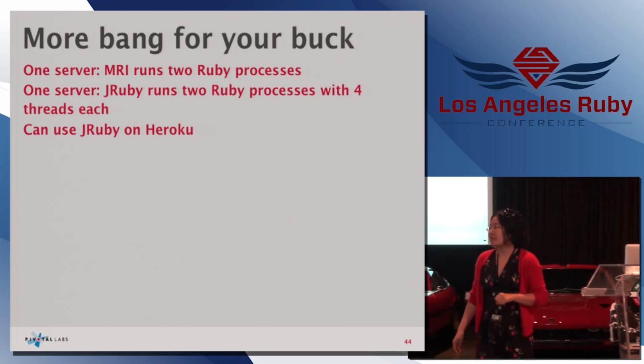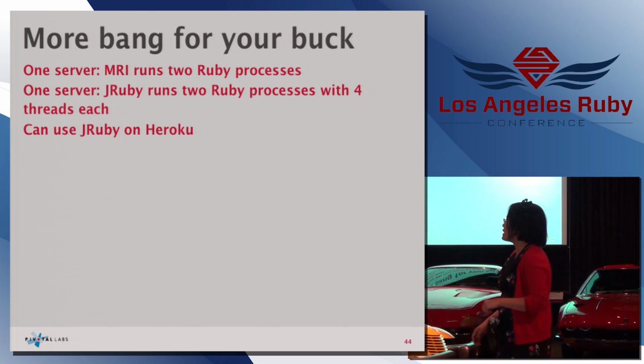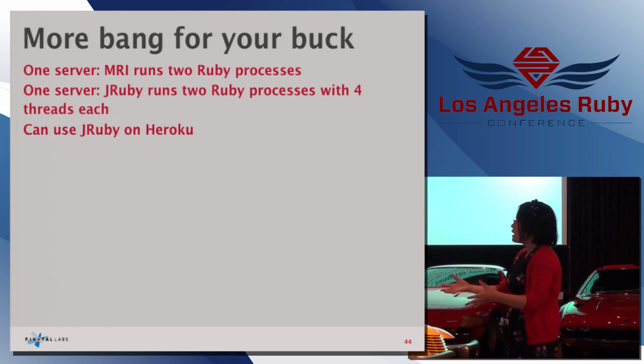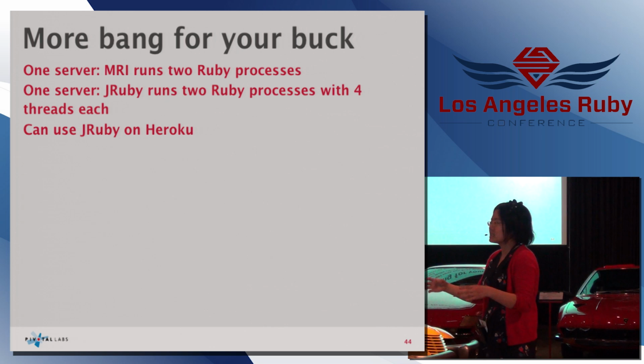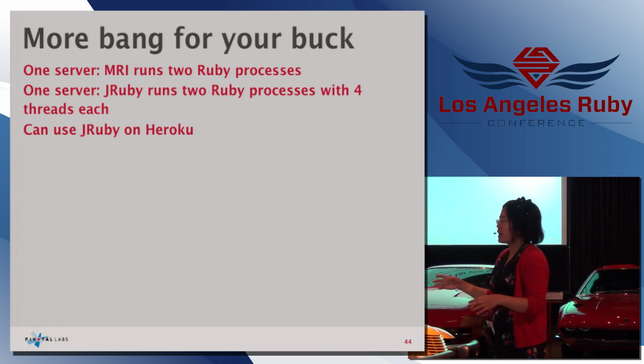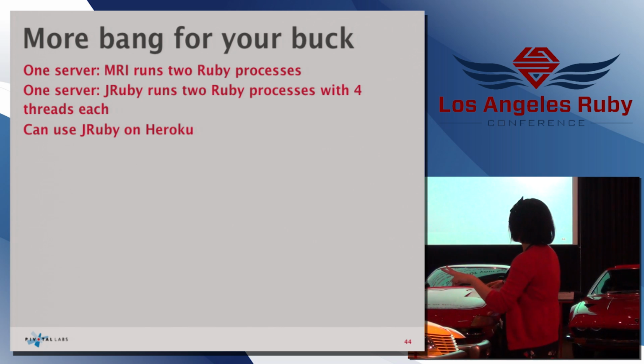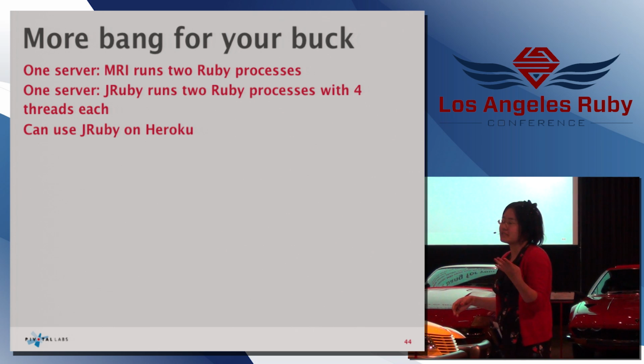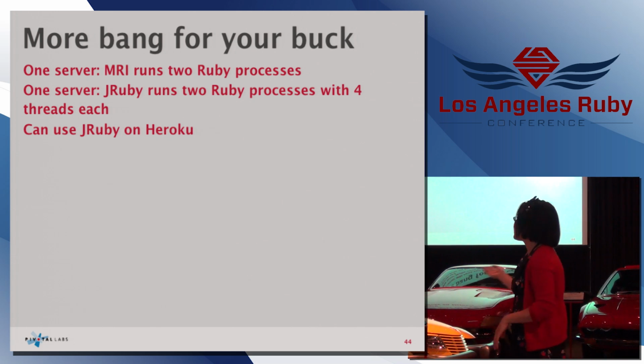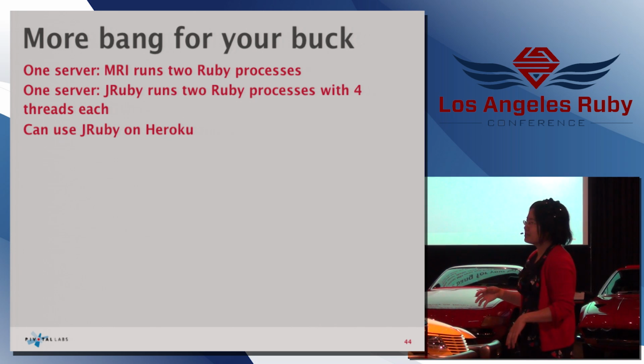So let me give you an example. Suppose you're running one physical server. On one physical server, you can run maybe 2 Ruby processes. That's because Ruby is really memory intensive. But on one server that you're using JRuby, you can probably use 2 Ruby processes, but you can run them with 4 threads each, which basically means you get 4 times the performance for the same buck.